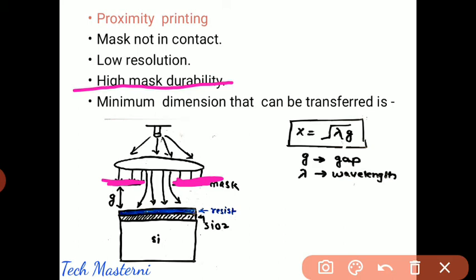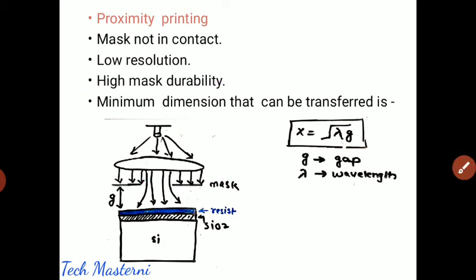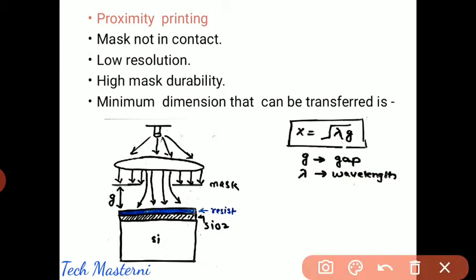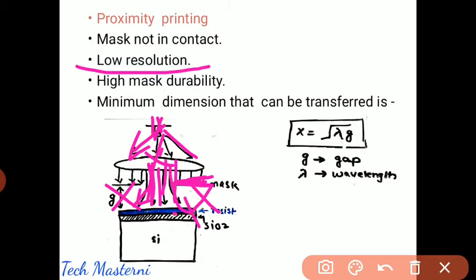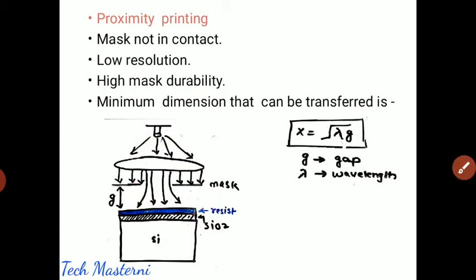Now what happens when the source is there? The source will provide rays, and after the lens, the rays will fall onto the photoresist. Due to the mask, rays cannot fall here; they will fall only on this much area. But due to the spreading of the rays, there is a low resolution. So this is all about proximity printing.